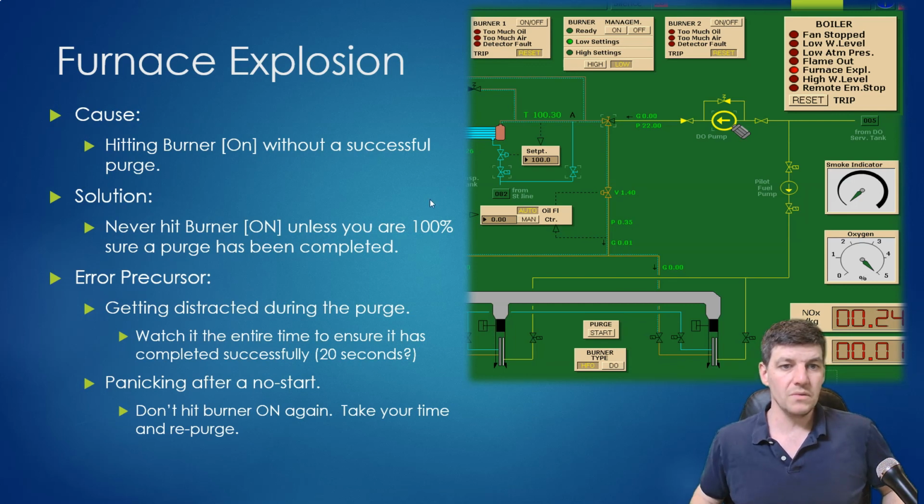And there's 2 main places where I see students creating this furnace explosion error. Okay, so number 1, getting distracted during the purge. You should watch the purge the entire time and be confident with the actions that you need to take. So the steps in your SOP, make sure you understand the sequence of the purge, and while the purge is happening, watch it the whole time. It should take probably about 20 to 30 seconds in order to complete the purge. If it's taking much longer than that, go back in your SOP and make sure that you followed all the steps correctly.